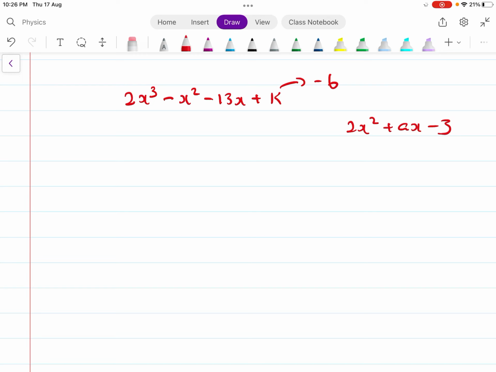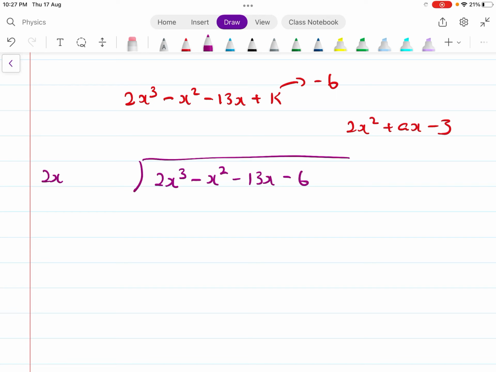Okay, the first thing that comes to my mind is to do the LD, meaning the long division, right? When we do the long division, we will not get any remainder, meaning the remainder is equal to 0. So I just try to use this method to see whether I am able to find the value of a. Okay, so how do I do LD? This one divide by this one.